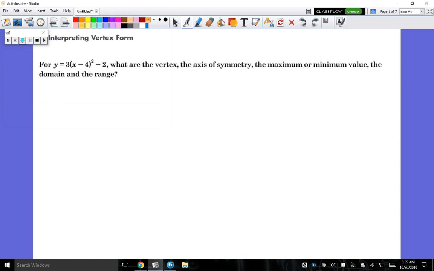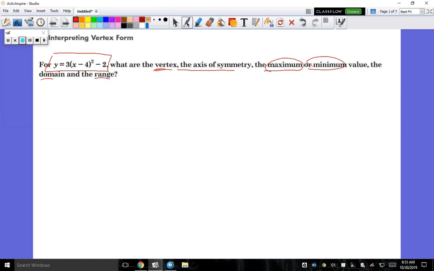Okay, so Unit 4, Interpreting Vertex Form. Again, we have 3 different forms we're going to talk about today, and all the little things that you can shortcut with it in order to get to your answer quicker. So for y is equal to 3 times (x minus 4) quantity squared minus 2, what are the vertex, axis of symmetry, the maximum and the minimum, and then finally the domain and the range?